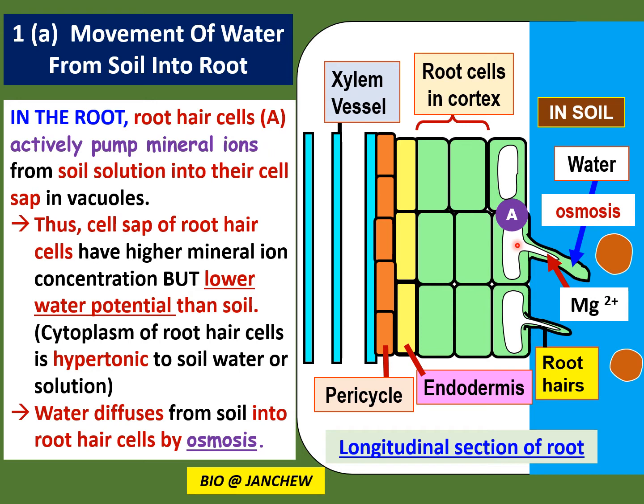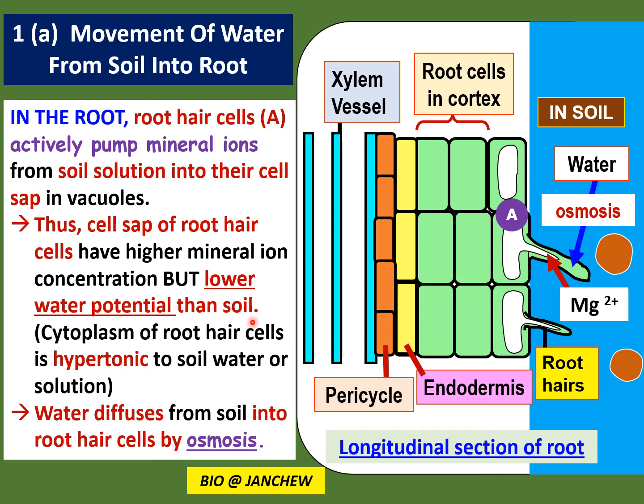So the mineral ions are, for example, magnesium ions, nitrate ions, phosphate ions, calcium ions. They are all in the soil. So although the root hair cells already have a high concentration of these mineral ions in the cell sap, they are still pumping these mineral ions from the soil into the cell sap. Okay, so this is to create a lower water potential in the vacuole, because as the cell sap gets more and more of these mineral ions from the soil, it will have higher mineral ion concentration but lower water potential than the soil.